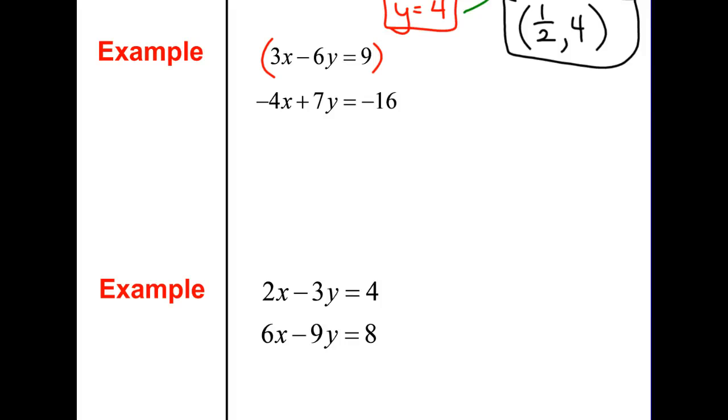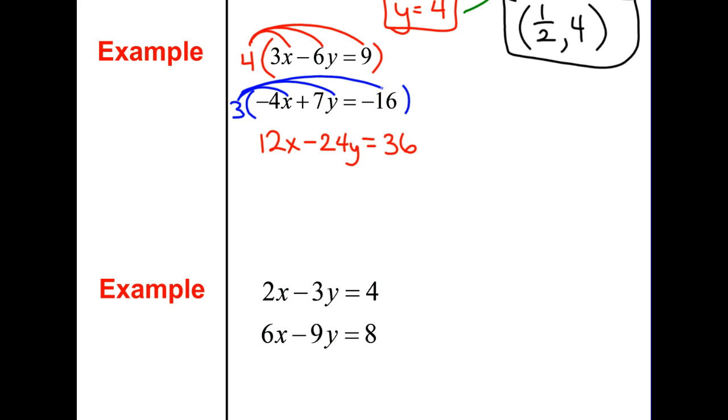To get x to 12 on the first equation, I need to multiply by 4. So I'm going to distribute through to each piece here. We're going to get 12x minus 24y equals 36. Now we're going to look at our second equation. To get this to equal negative 12x, we're going to multiply by 3. Distribute through to each piece here, so we get negative 12x plus 21y equals negative 48.